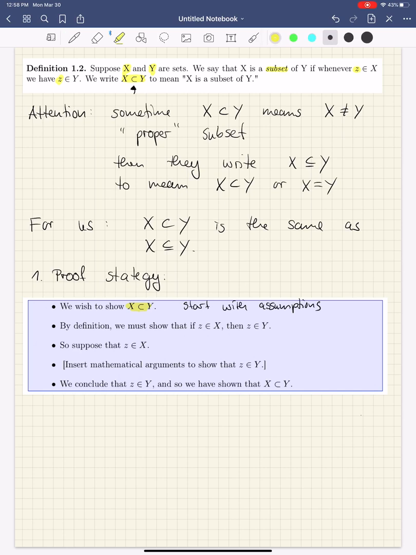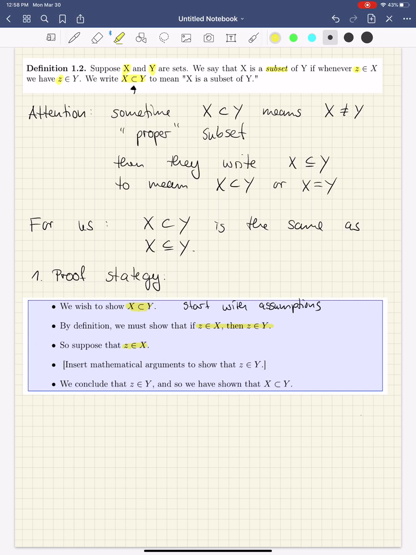Then the second thing is we want to let the reader know what this actually means. So what do we really have to do? And this is our second bullet point. We must show that if z is in X, then z is also in Y. So let's start out by taking an element of X.